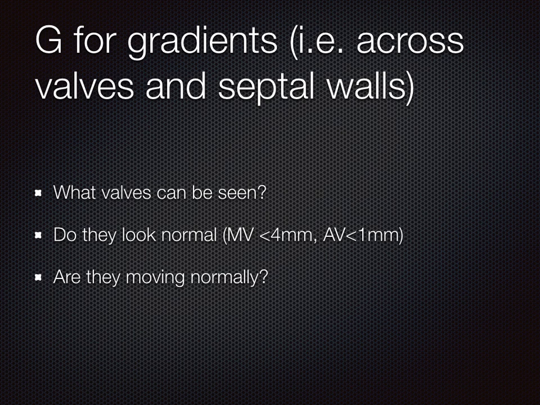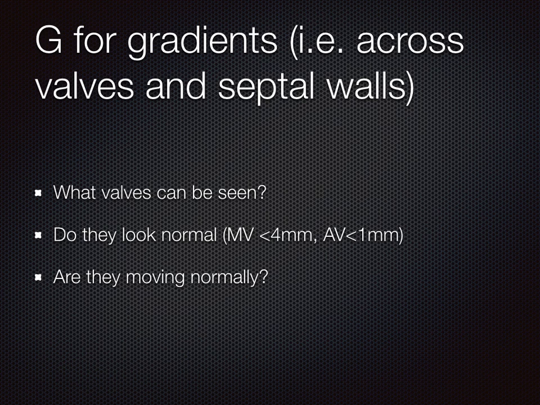So G is for gradients. Gradients really is looking at the valves and for any abnormal flow. And on this we can use colour flow Doppler as well. So a good way to start for G is to start off by saying, what valves can I see on this particular view? Do they look normal?